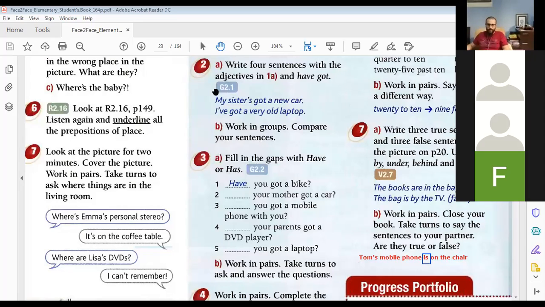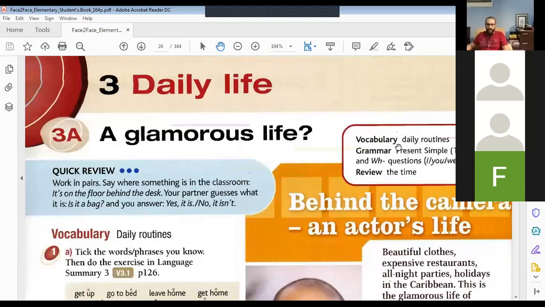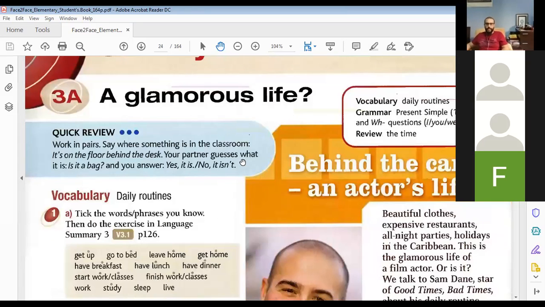So we can move on. All right, so here we'll talk a little bit about daily routines. We are going to talk about present simple, positive and WH questions, and we'll talk a little bit about the time. Now, let's start with some daily routines.